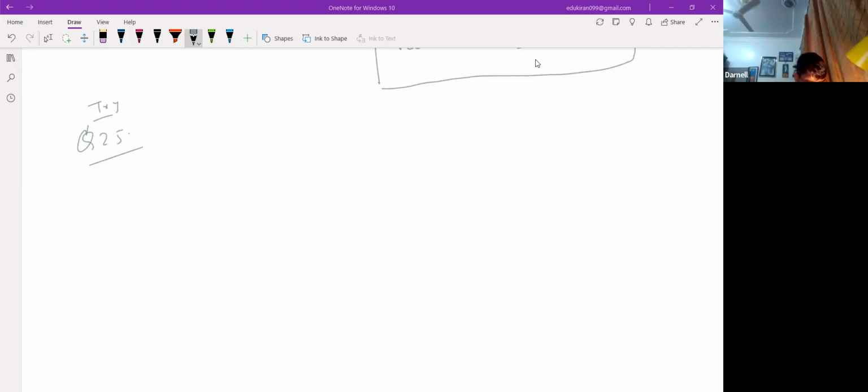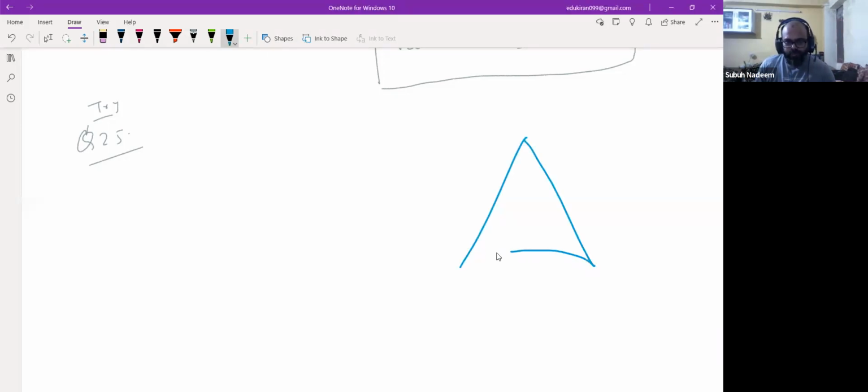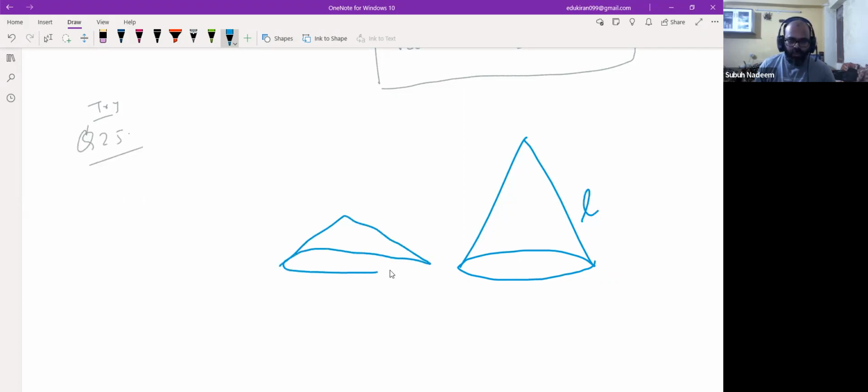I will initiate it. Show that the semi-vertical angle of the cone of the maximum volume of given slant height is tan inverse root 2. So this is the cone. Its slant height is given. It is fixed. That means you can make a cone like this also, but the slant height will be L only. Or you can make a cone like this also, but the slant height is fixed.